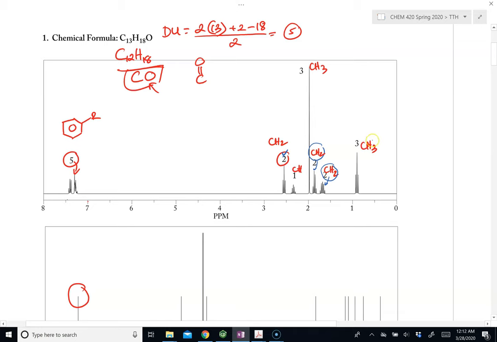And now we have this CH3, and it is split into a triplet.